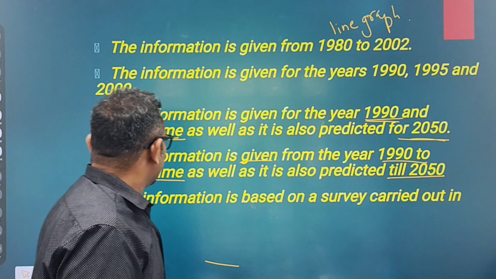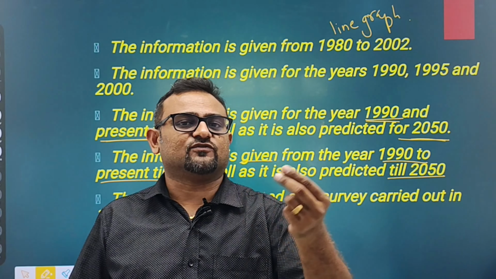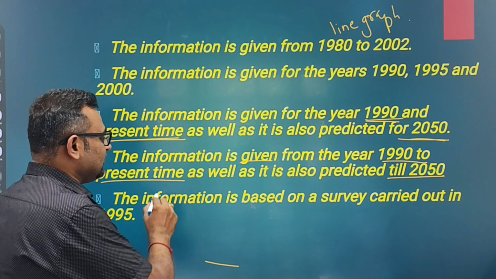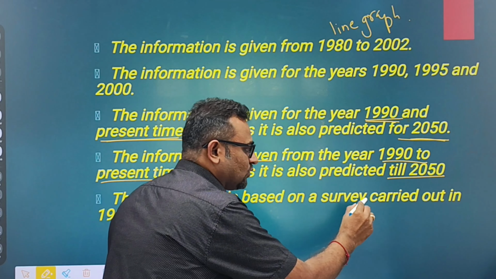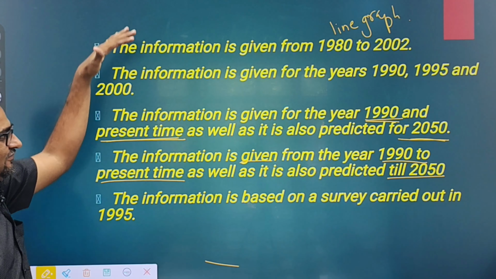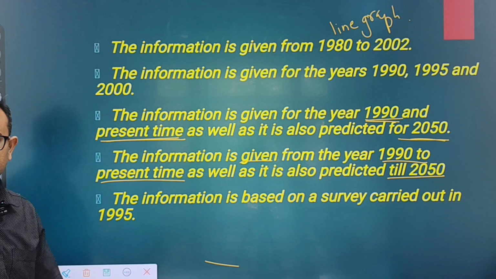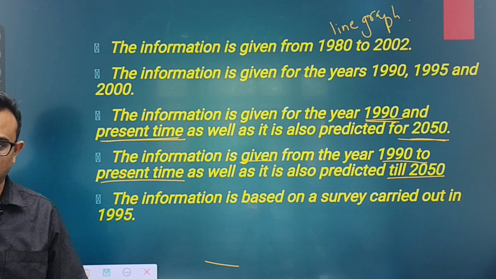Okay. And the last, in some graph, the data is based on a survey. Like it is given on the basis of a survey carried out in 1990. So in that case, you can write: the information is based on a survey carried out in 1995. Okay, so these are all the different cases. We have taken past, present, future, range, survey.